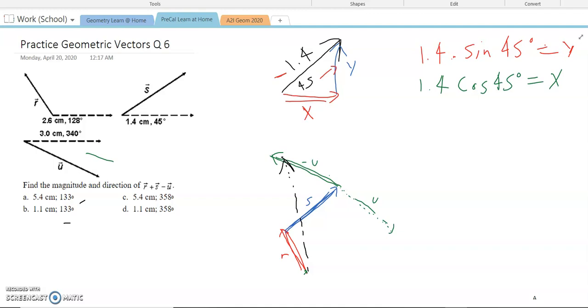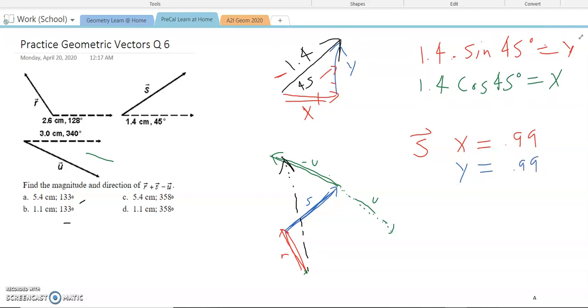In any case, if we type them in our calculator correctly, we should get 0.99 for each of these because it is a 45-degree angle. It's an isosceles right triangle, so we do get 0.99 for both of these. So for vector S, the x component ends up equaling positive 0.99, and the y component also equals 0.99.